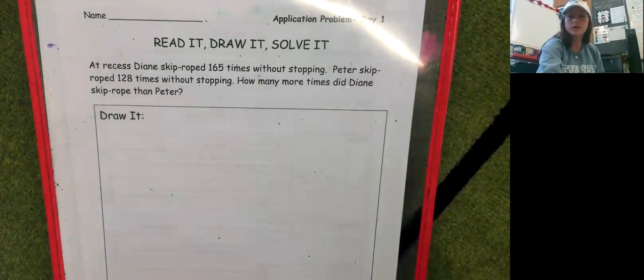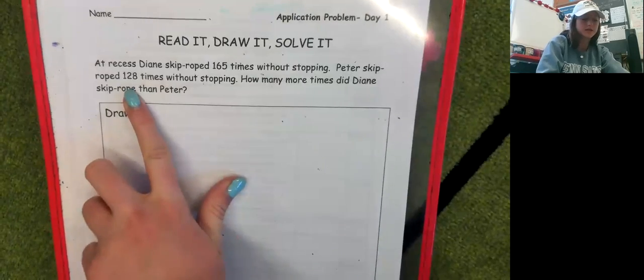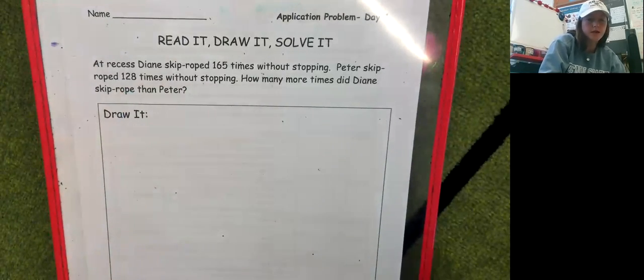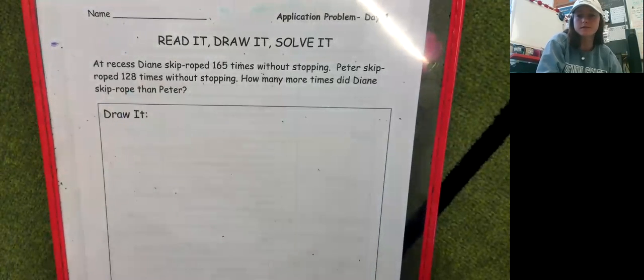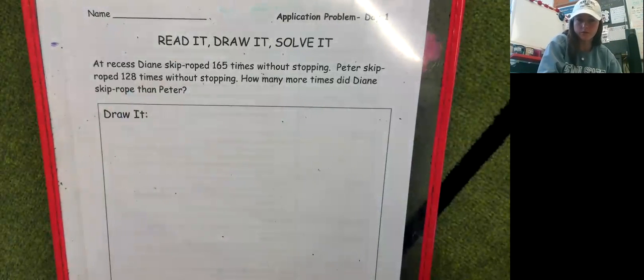Okay, so your application problem for day 1 says, at recess, Diane skipped rope 165 times without stopping. Peter skipped rope 128 times without stopping. How many more times did Diane skip rope than Peter? Okay, so let's think about the important information that we already know from this problem.